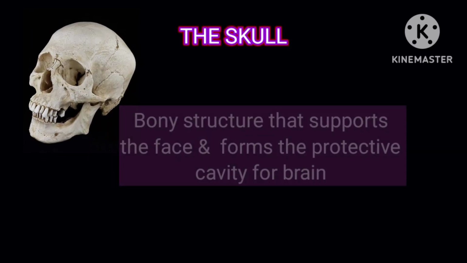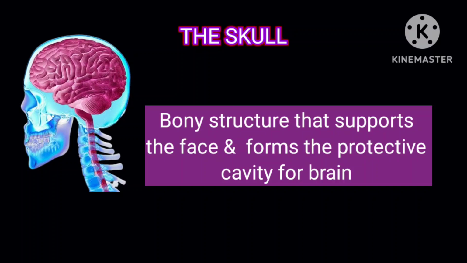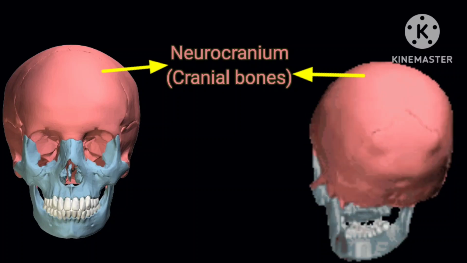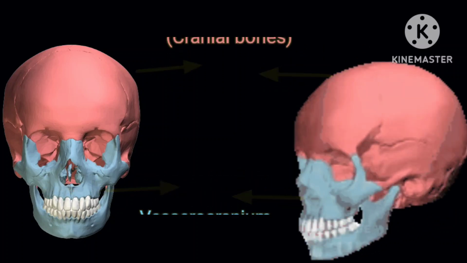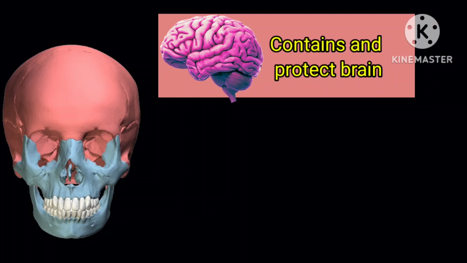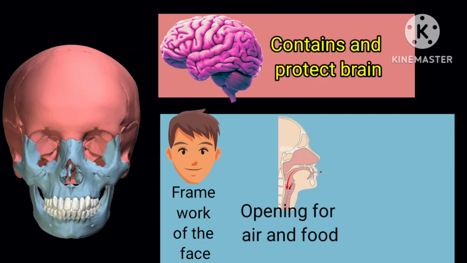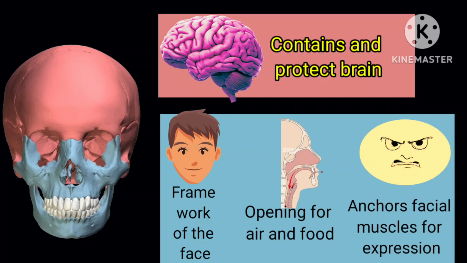The skull is a bony structure that supports the face and forms a protective cavity for the brain. The bones of the skull are divided into two: the neurocranium, also called the cranial bones, and the viscerocranium, also called the facial bones. Cranial bones contain and protect the brain, and facial bones provide the framework of the face, provide openings for the passage of air and food, and anchor facial muscles for expression.